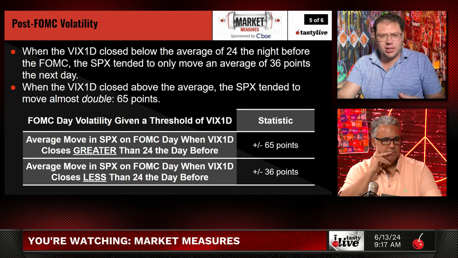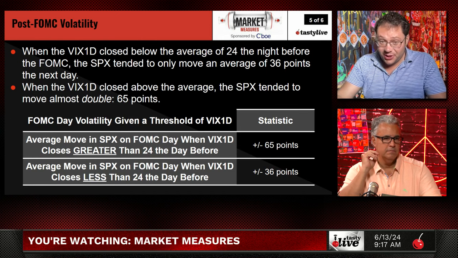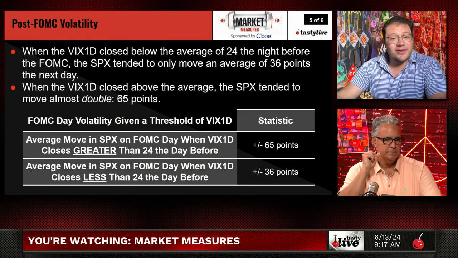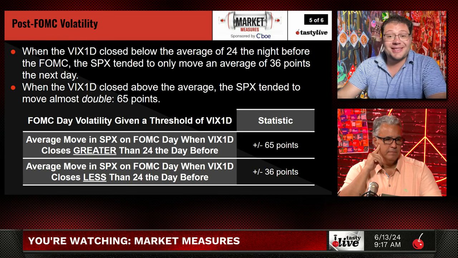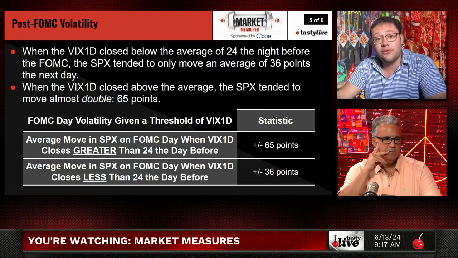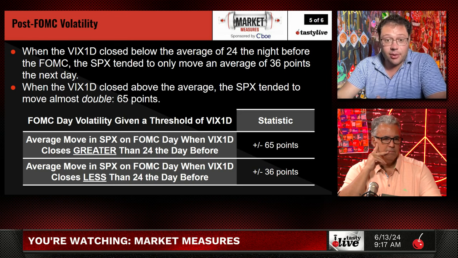When the VIX 1D closed below the average, the SPX tended to only move an average 36 points the next day. When the VIX 1D closed above its average, the SPX tended to move almost double, 65 points. So there is actually some predictability in what will happen in the move based on what you see in the VIX 1D the night before, and it's quite significant. It's about double.